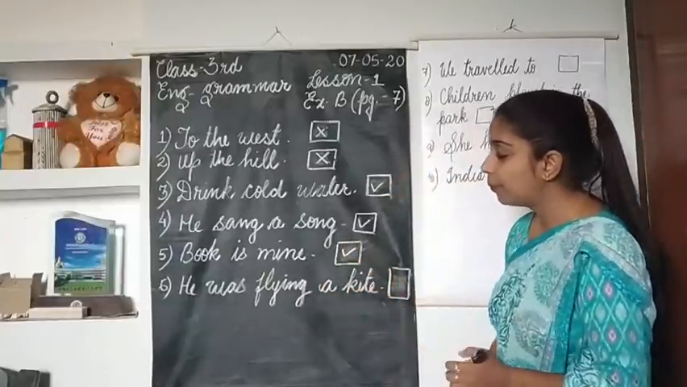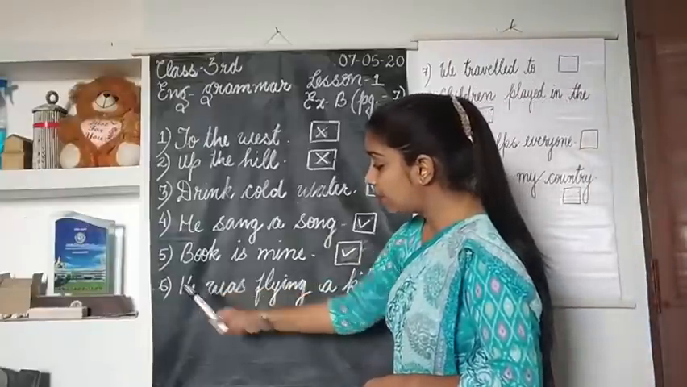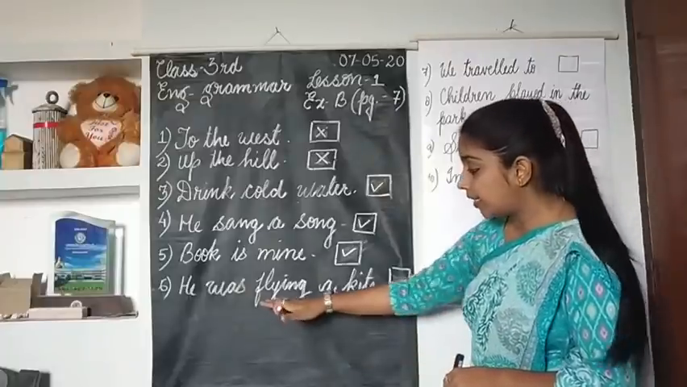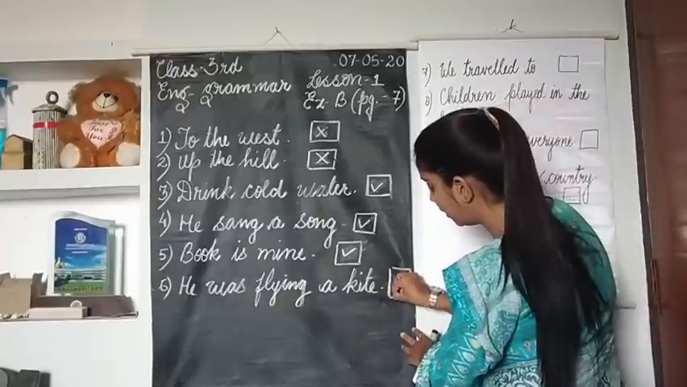Now, the sixth one: "he was flying a kite." He again is the subject here. "Was flying a kite" is the predicate. Words are arranged in an order and it gives some meaning. So you can put a tick in front of it.